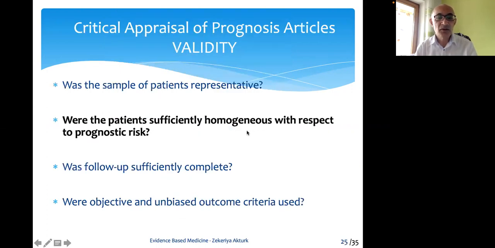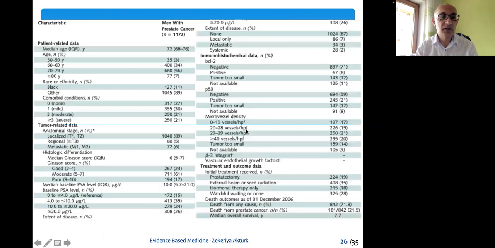Were the patients sufficiently homogeneous with respect to prognostic risk? Where do we look for this? In all publications, there are these characteristics of participants. This is usually table 1. In table 1, you see the different demographic features of the participants. For example, the median age is 72, and PSA levels were measured as 10.